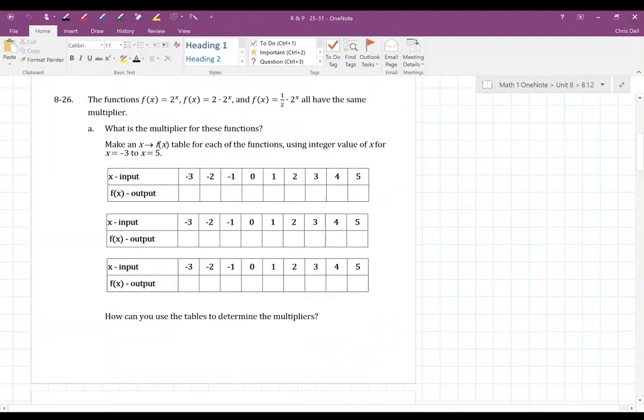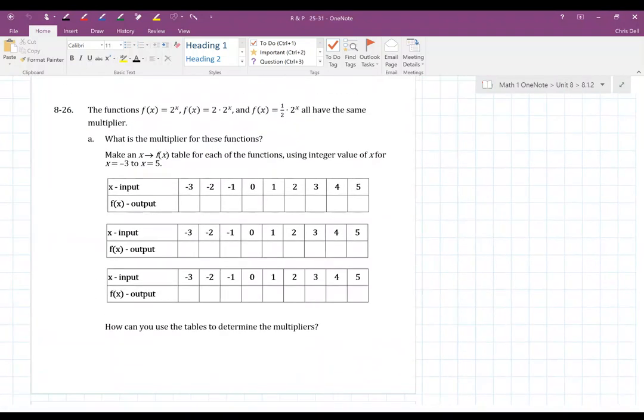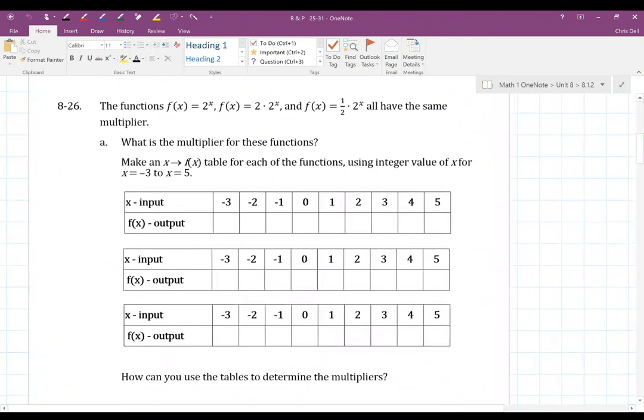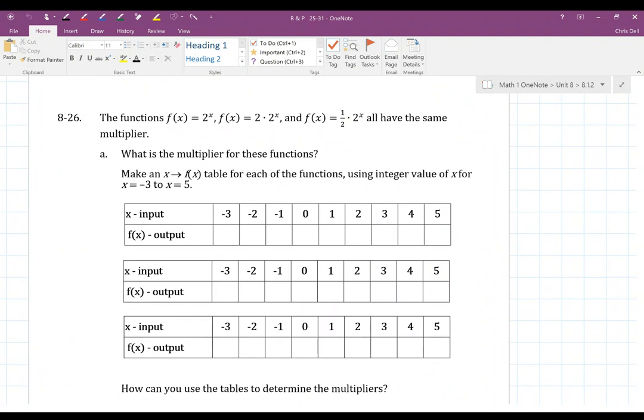Hey, we're looking at a problem where we have some functions. They're all exponential functions, so we're gonna explore those, complete a table and graph, and talk through some of those characteristics. This is a problem coming from CPM's Integrated Math 1, section 8.1.2, number 8-26.